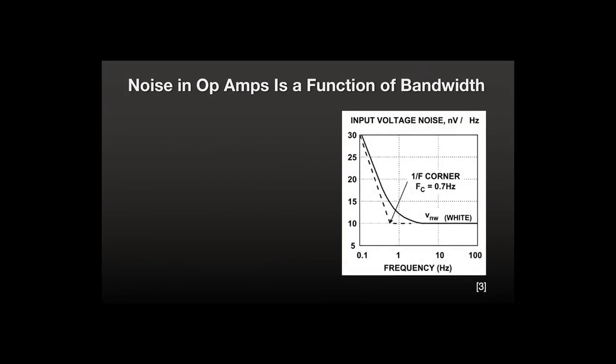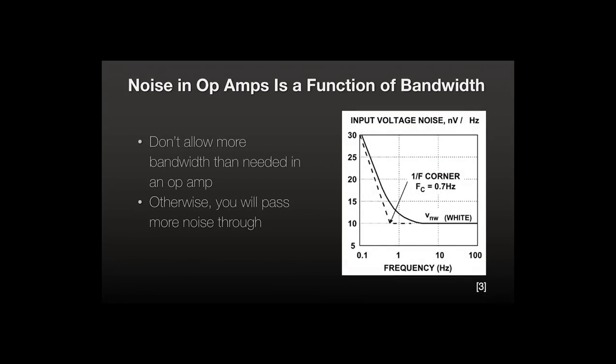Because noise in an op-amp is related to bandwidth, you never want more bandwidth in a system than you need to get the sensor signal amplified. The graph on the right shows a plot of 1 over f noise, affectionately known as pink noise. The corner frequency is only 0.7 Hz, so for frequencies above that, you will pass only 10 nanovolts of noise per hertz into your sensor system.